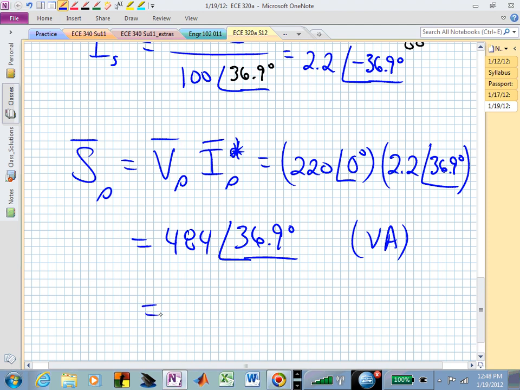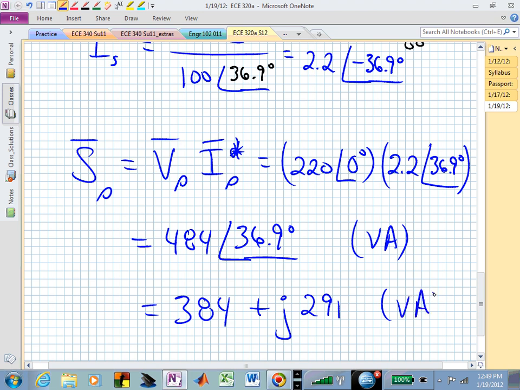If we do that, we end up with 384, or resketch your triangle. You now have 484 going up at 36.9. The projection to the real axis gives you your P. The projection to the vertical axis gives you your reactive power. And you can see the relative relationship. Would you expect your reactive power to be the same size as the real, smaller, or bigger? Smaller, right? And we have a plus sign because that angle is positive.